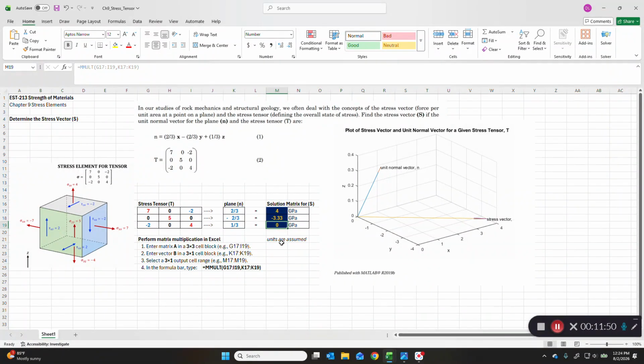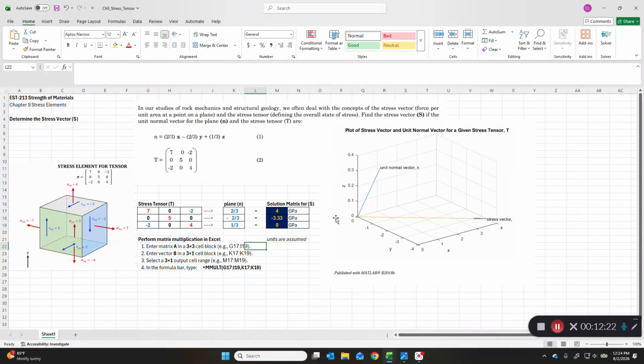What does this look like graphically? For that, I went to MATLAB because it can plot 3D vectors very nicely. So you can see the unit normal vector is here. This is the plane vector, and you can see its orientation at 2/3 x, -2/3 y, and 1/3 z. So it's in 3D space. And then we have our stress vector, which was the solution of the matrix multiplication of the stress tensor times the plane vector.